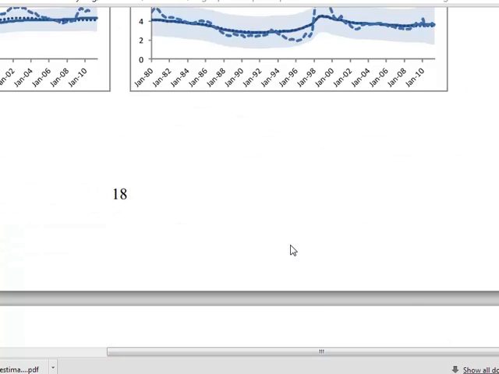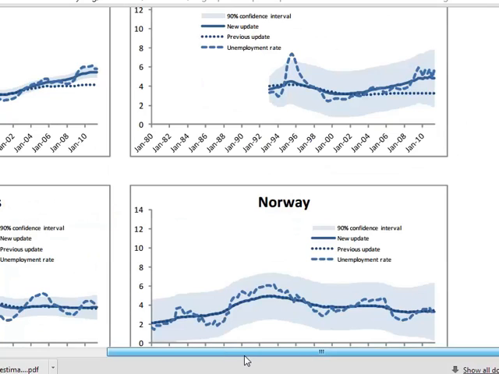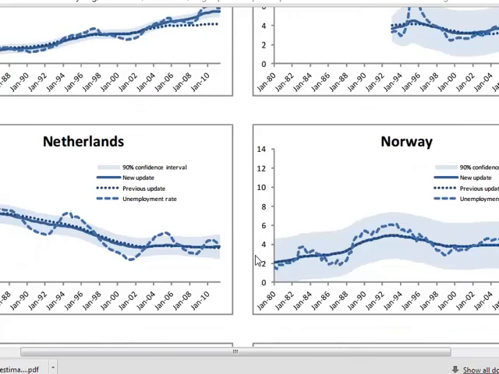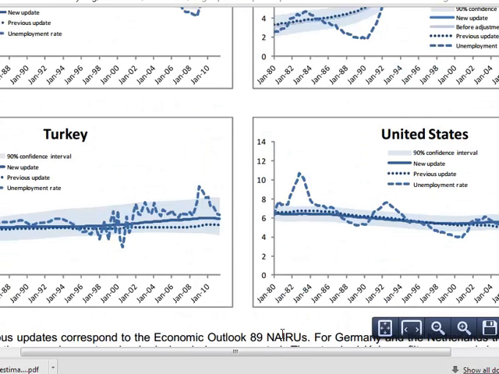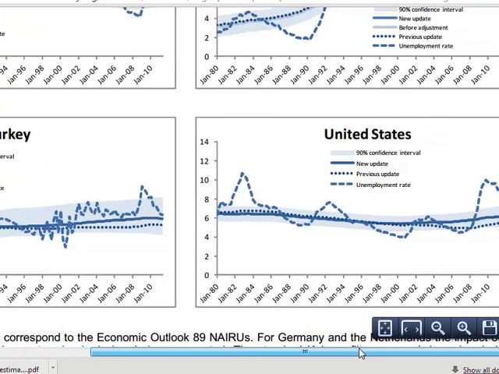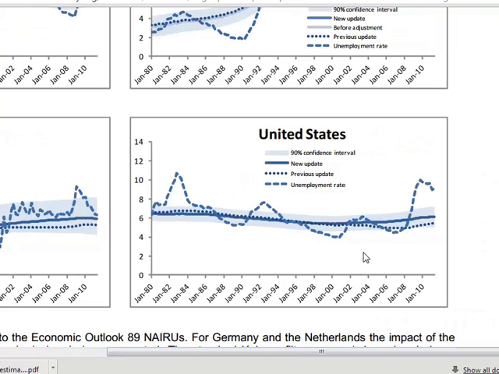All right, let me just see if we've got the U.S. We've got Mexico, Sweden. Okay, here we go, U.S. So you can see that the OECD researchers are estimating that the natural rate of unemployment in the U.S. is about 6%. And yeah, it has changed slightly over time.